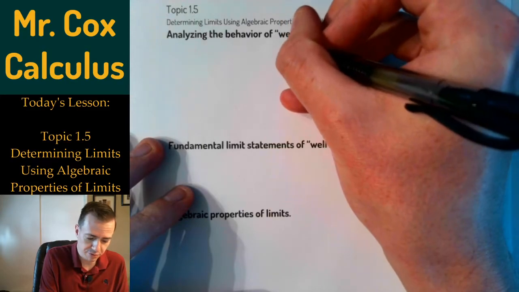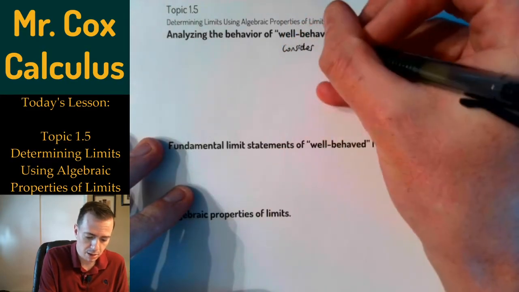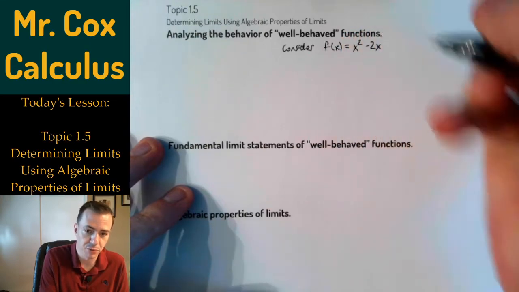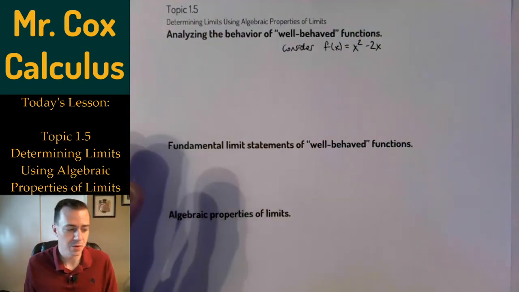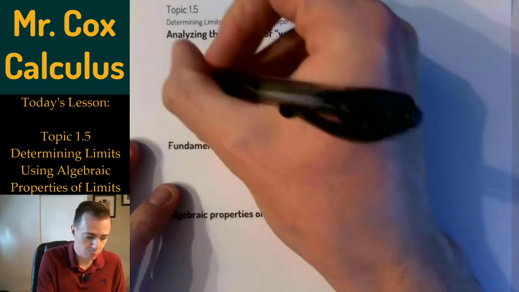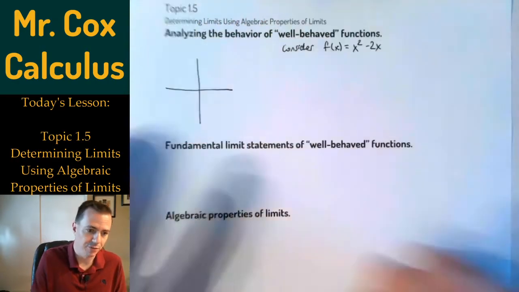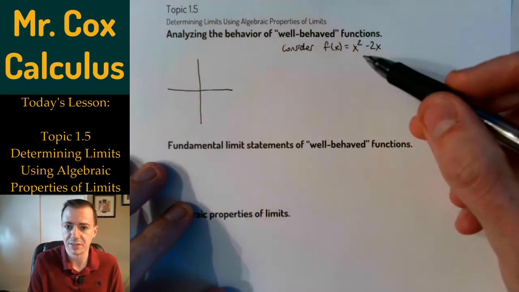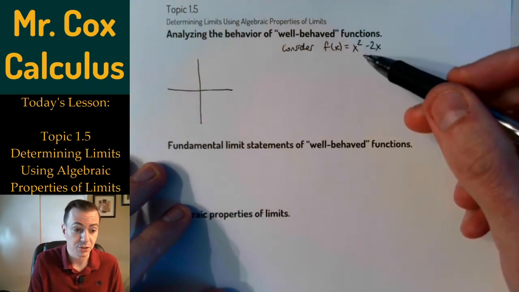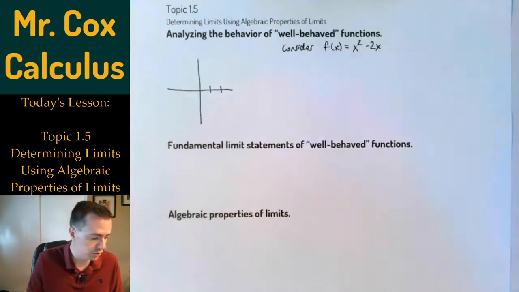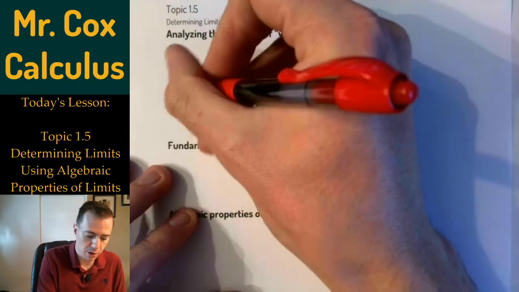Let's consider the function f of x equals x squared minus 2x. And not a lot of weird things are happening. It's a parabola. It's going to be a quadratic function. If you just want to quickly be able to graph this, you can factor out an x, and so you get x times x minus 2. So the zeros of this function are going to be at 0 and 2.